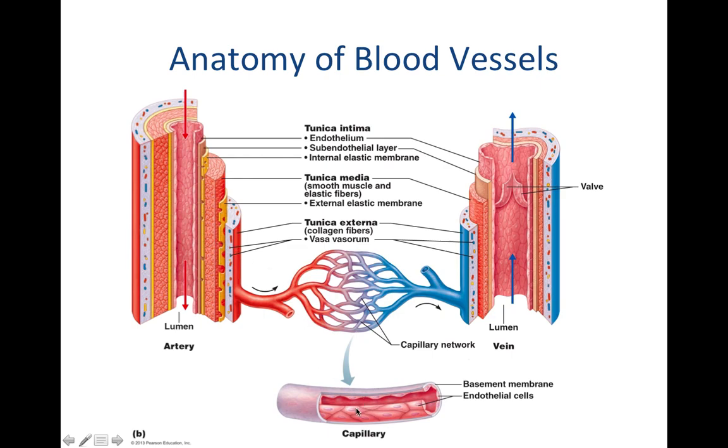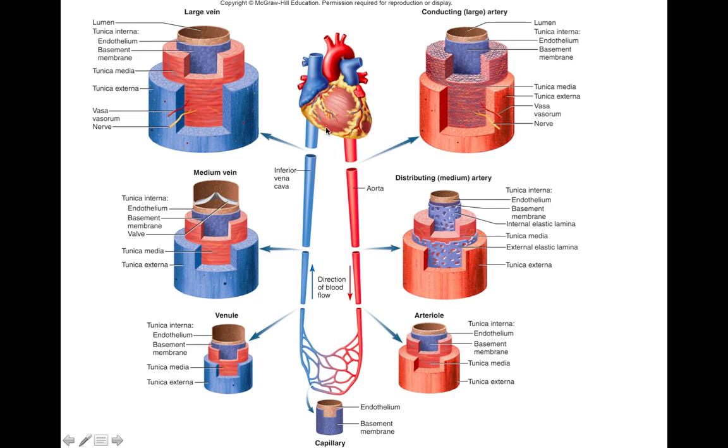And again, capillaries only have a tunica intima. So you have this simple squamous epithelium, the endothelial cells, and the basement membrane. As you move away from the heart, you have very large vessels, and then they get smaller and smaller. You can see all the layers are still there, tunica intima, tunica media, tunica externa, but they just decrease in size. You get some adjustments: the elastic membrane starts to go away as you move farther from the heart.